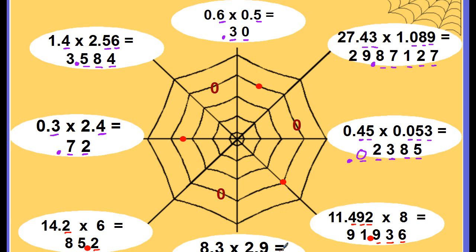Okay, 8 and 3/10 times 2 and 9/10. Did you put the decimal point between the 4 and the 0 so that your answer was 24 and 7/100? If you did, great job. If not, go back, count. Each factor only has 1 decimal place value for a total of 2. And the last example, 14 and 2/10 times 6. Did you place the decimal point between the 5 and the 2 to get 85 and 2/10? If you did, great job.